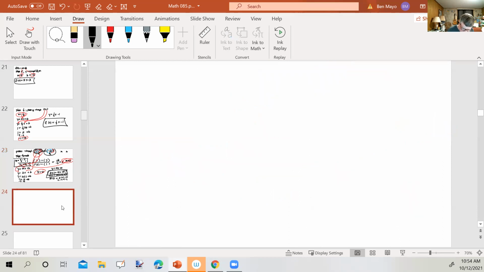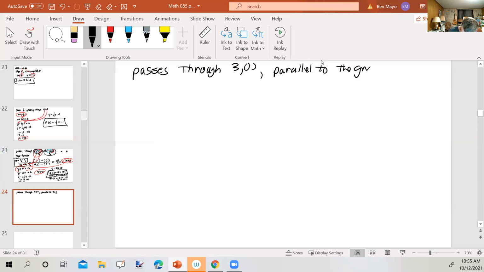Okay, now this says write an equation for a linear function that passes through the point (3, 0) and is parallel to the graph of g of x, g of x equals -2/3 x minus 4.